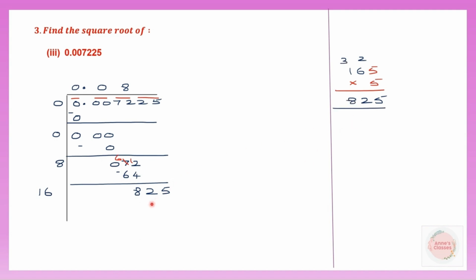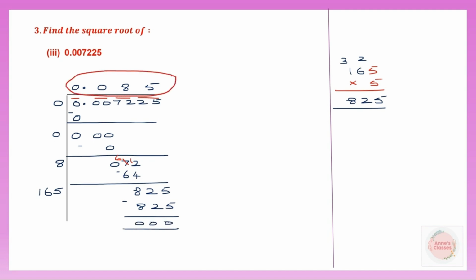Here also we have the same number. That means next to 16 I need to put the digit 5. So now my number will become 165. Multiplied by 5 you get 825. When you subtract you get 0. That means this is the end of our division method. We have found our answer.